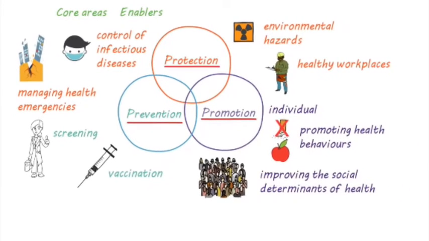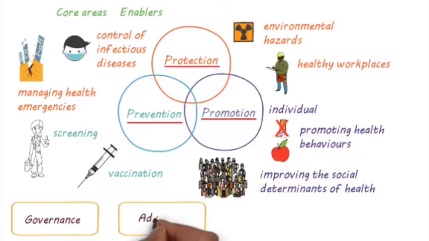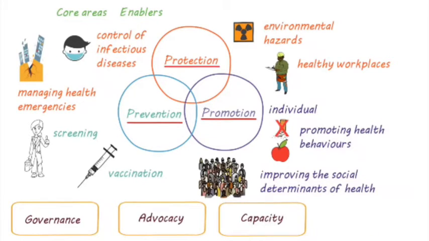To enable these core areas to function, there needs to be good governance, advocacy to influence and obtain support and commitment for actions that support a health goal, capacity, having an adequate, well-trained and supported public health workforce, and having accurate, timely information to support health actions such as relevant research, surveillance, monitoring, and evaluation.